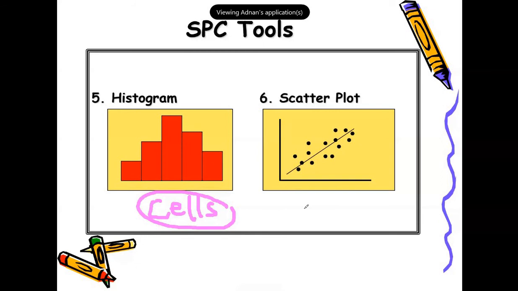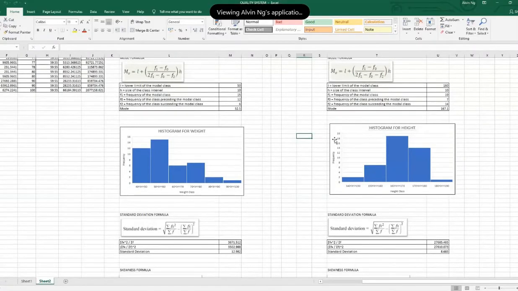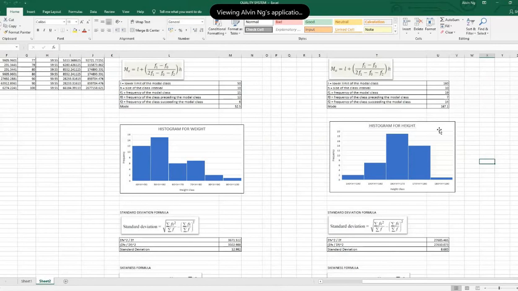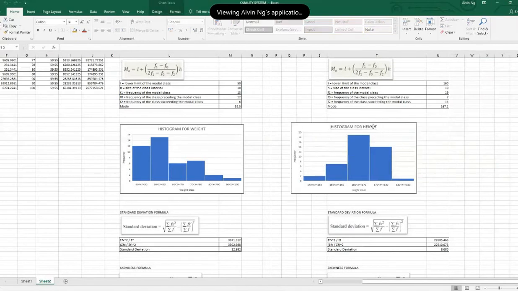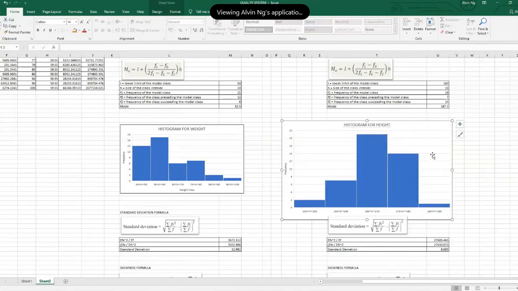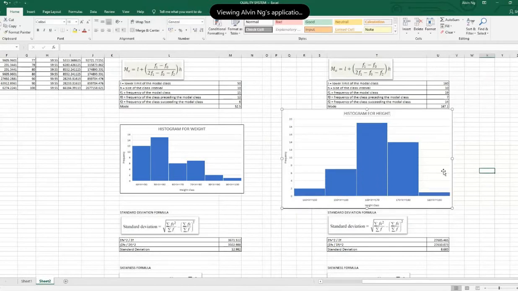Do you have it on your computer? Yes. Okay, can you share with us? That will be easier for us to comment. How to share? You just go to, there is a share button there. Okay, good. This is for the height. All right. And 5 cells for this one.